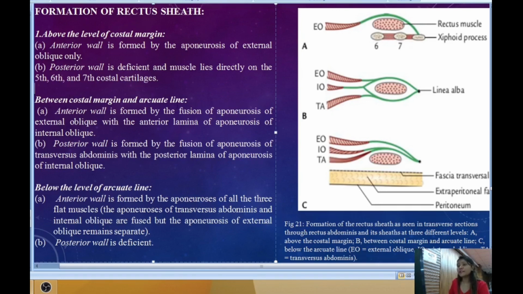Between the costal margin and the arcuate line, the posterior wall, you see the posterior wall, it is not deficient here.